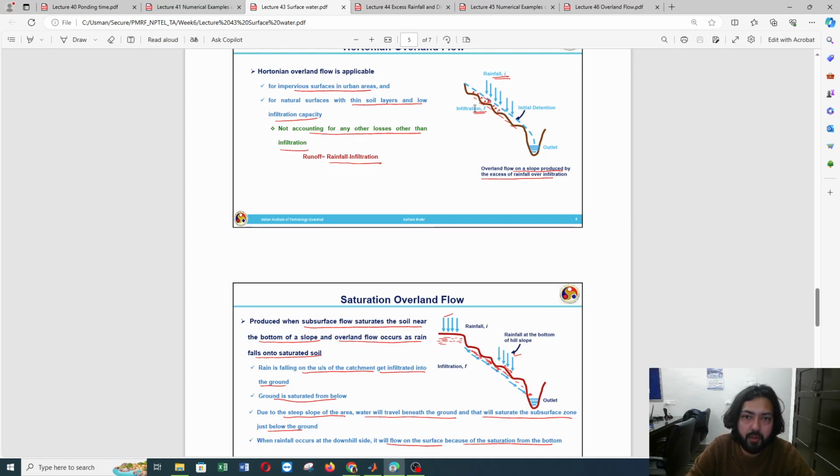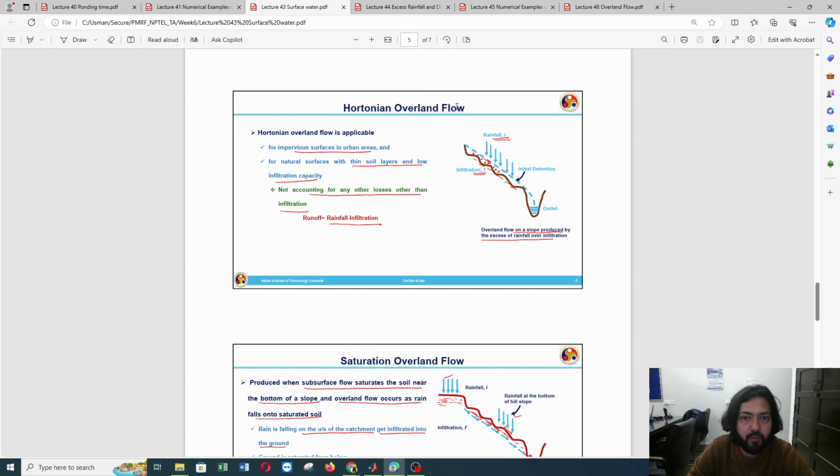It means infiltration is neglected here. So the water which is entering as runoff is nothing but rainfall minus infiltration. Whatever rainfall is left on the surface goes to the outlet above the surface. This phenomenon is happening above the surface. So the first thing you should remember about Hortonian overland flow is that it happens above the surface.